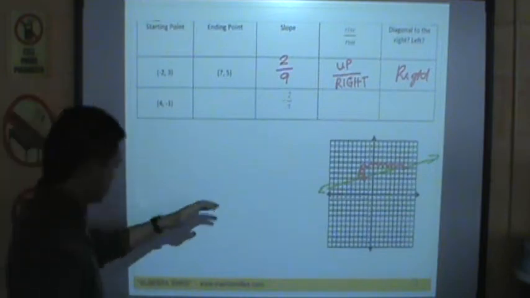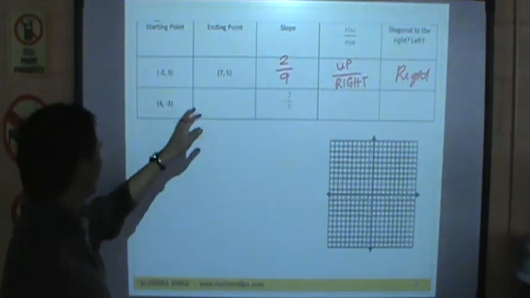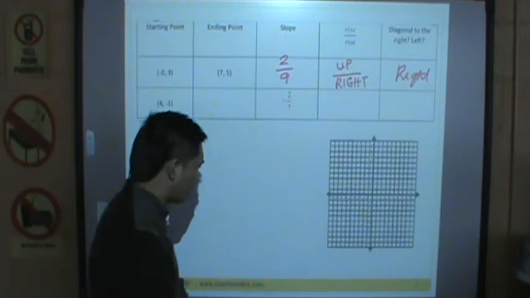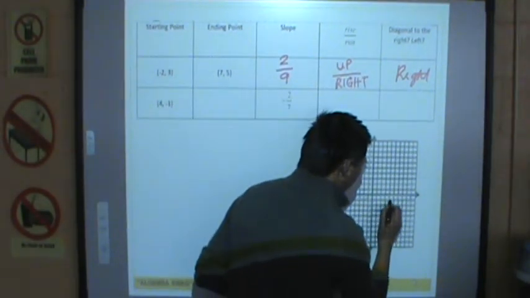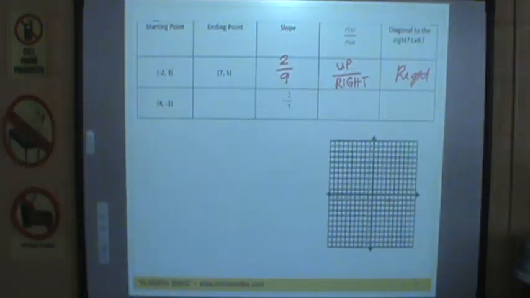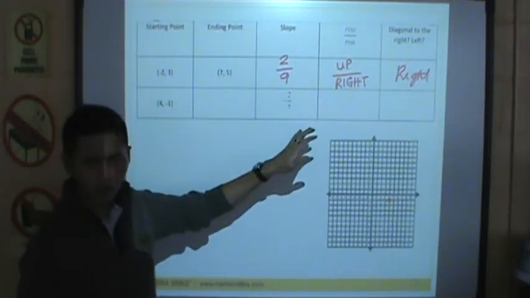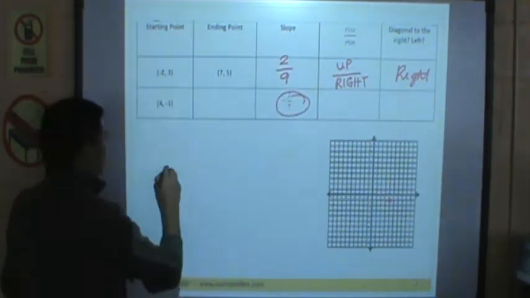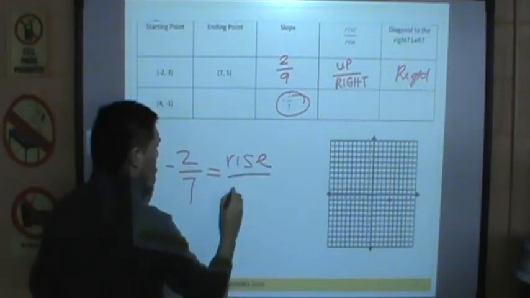Okay, let's move on to the second part. For the second part here, we have a starting point at 4, -1. Now first, we have to plot 4, -1. Here we go. 4, -1 is here. That's our 4, -1. Next, we have a slope of -2/7. So for -2/7, you gotta remember -2/7 is slope, and that is a rise over run.